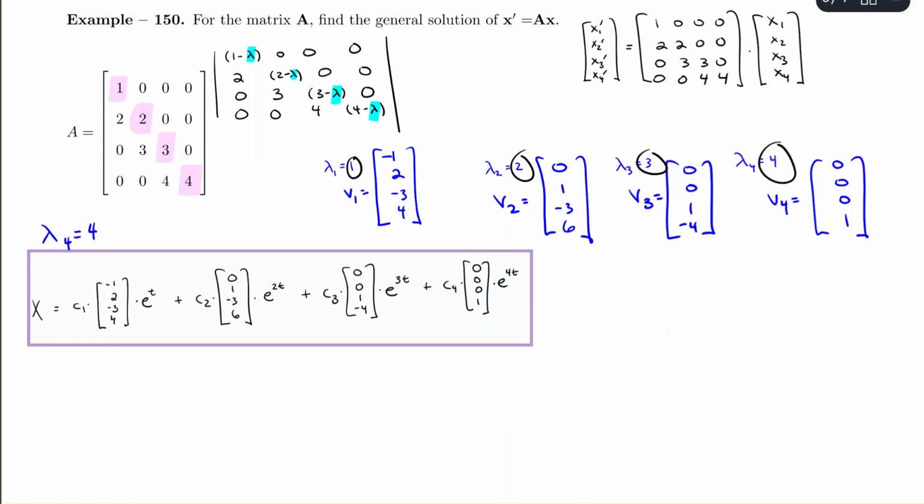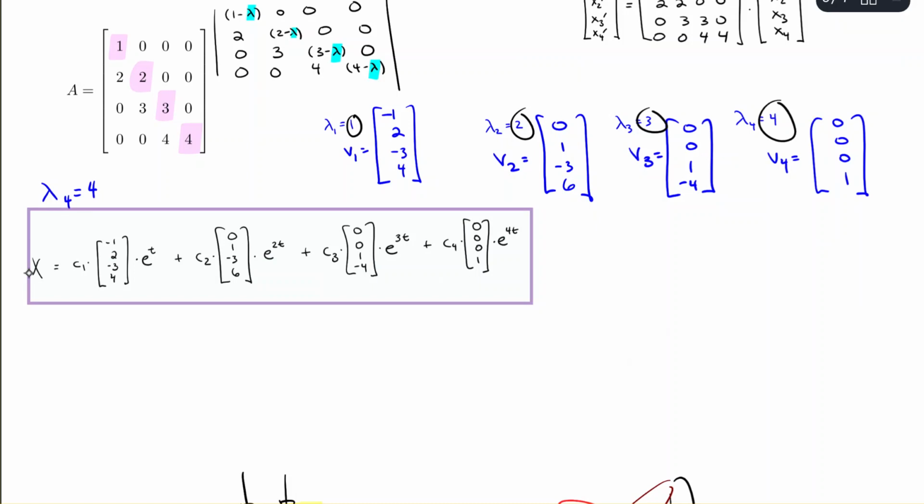If we wanted to write our answer in another way to specify exactly what x1, x2, and x3 would be, we know capital X is representing our x1, x2, x3, x4. So to find what x1 would be, it would be that constant times our first entry times this, plus constant times this times this. Now 0 times anything, that's going to get rid of those terms. And we just get that x1 is equal to negative c1 e to the t.